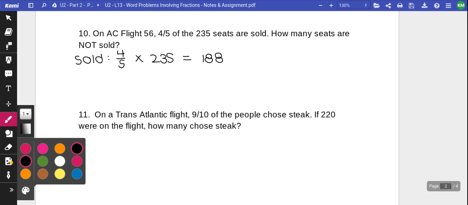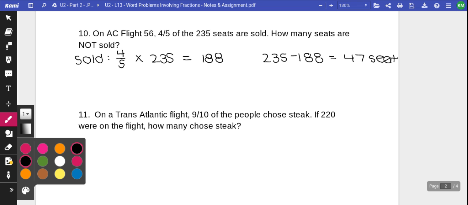4/5. So you could, but that's going to give you 234 and a fifth. That's saying you only sold... If you're just taking away 4/5, you took away just 4/5, like not even 1. We need to figure out what 4/5 actually equals. Oh, okay. And then at that stage, you could take the 235, take away the 188 that represents the 4/5, and that's what gives you 47 seats left.